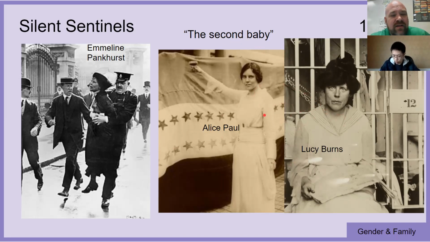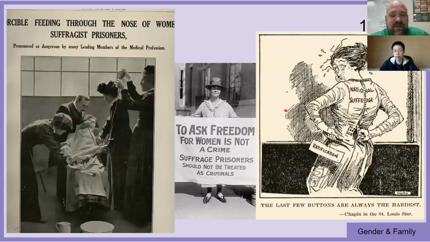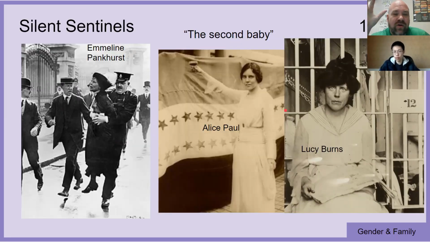Carrie Chapman Catt, she's in her 50s already, right? So Alice Paul and Lucy Burns are in their early 20s, and they don't want to go 50 years without getting change, right? They want change now. So Paul and Burns decide to be that second baby, if you will, right?